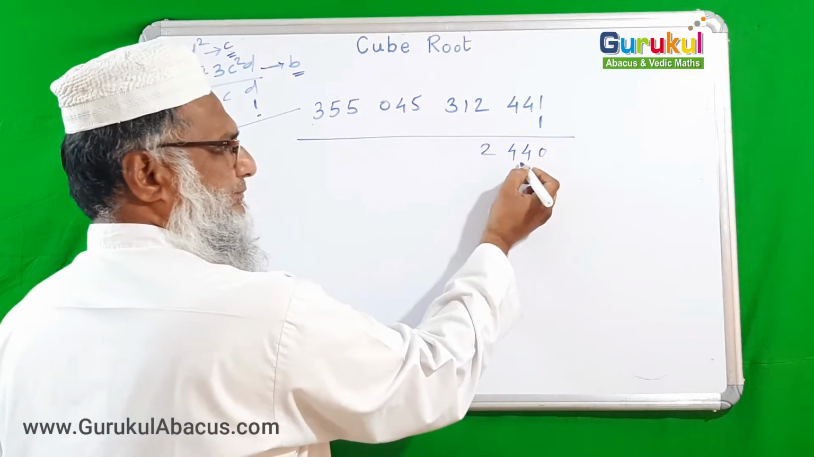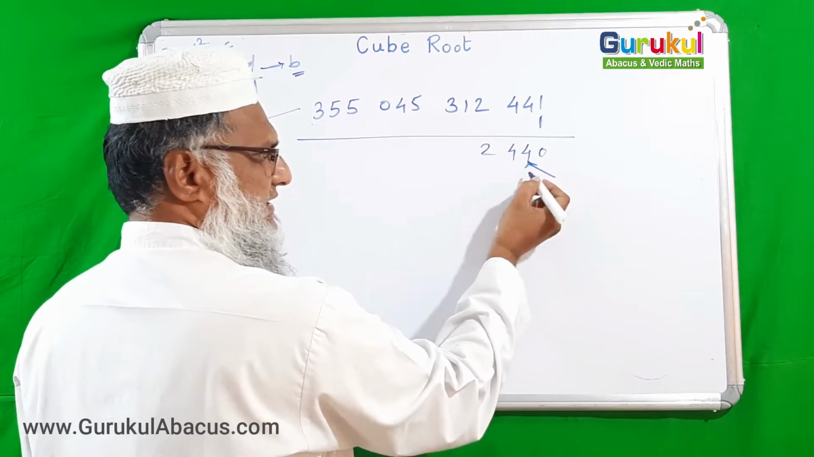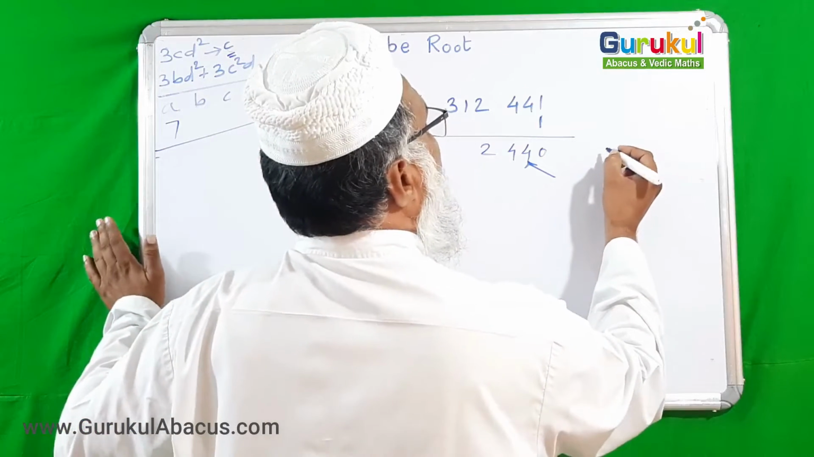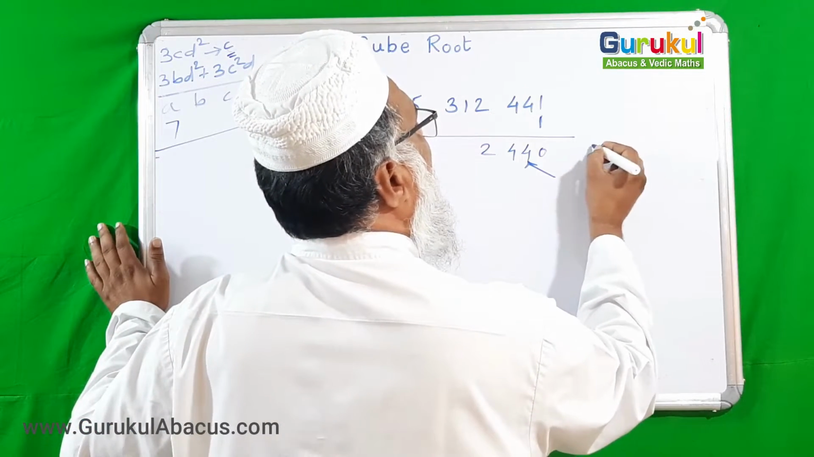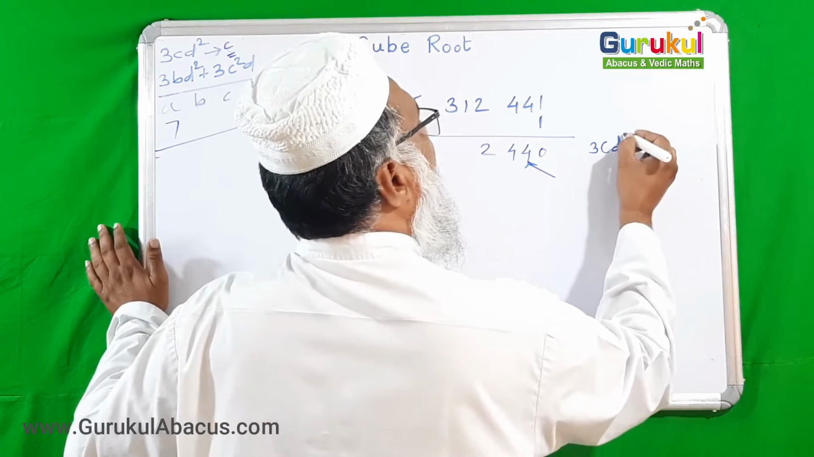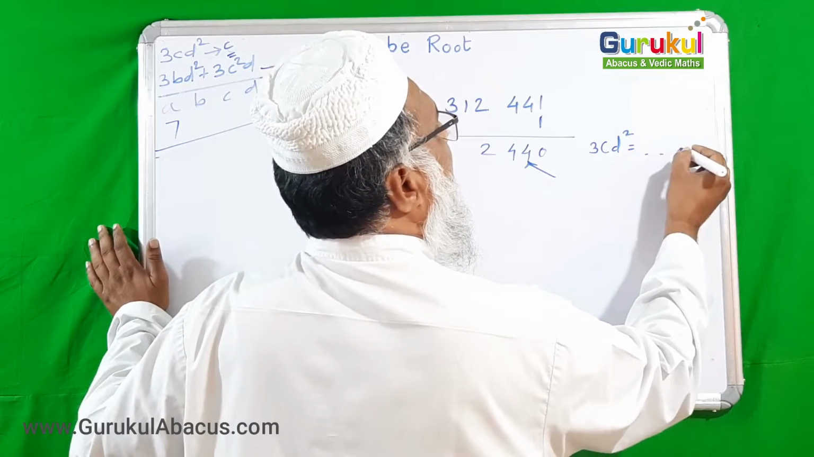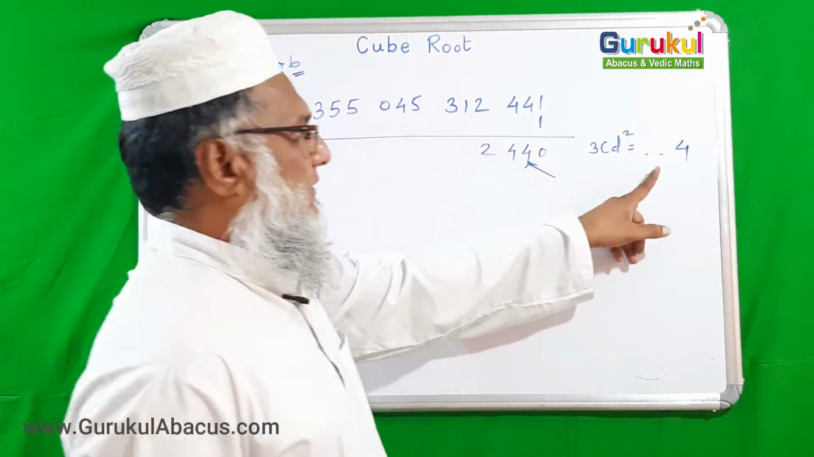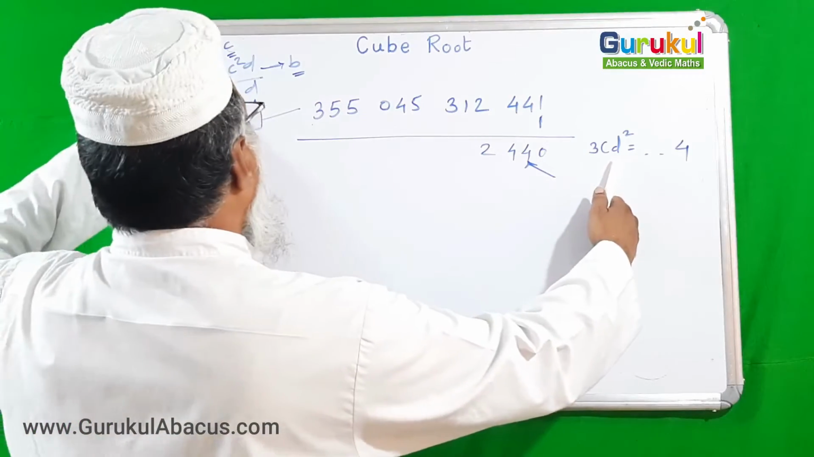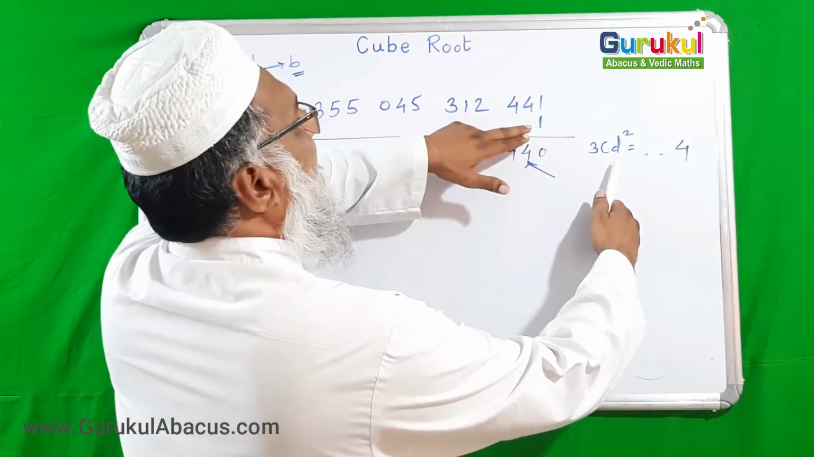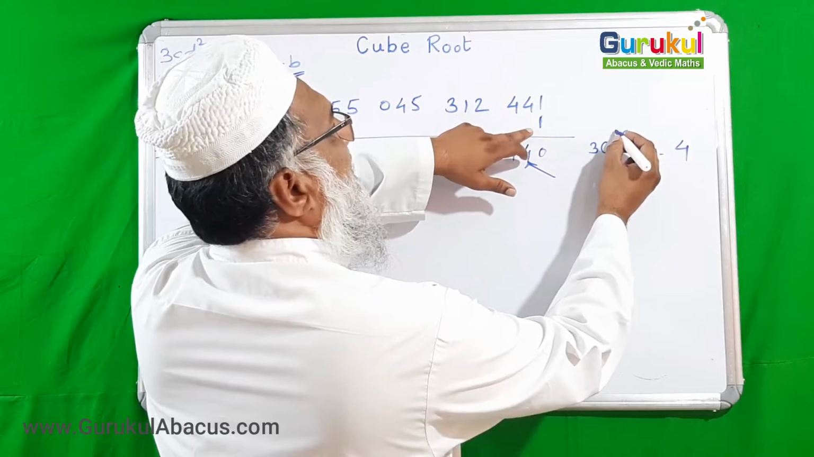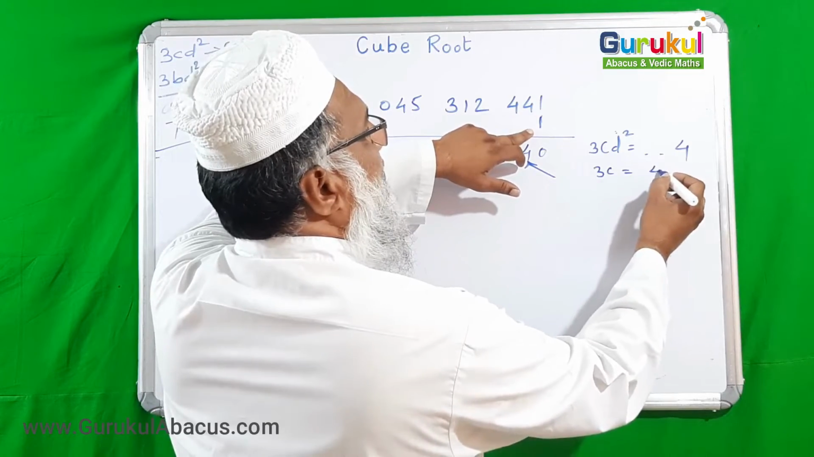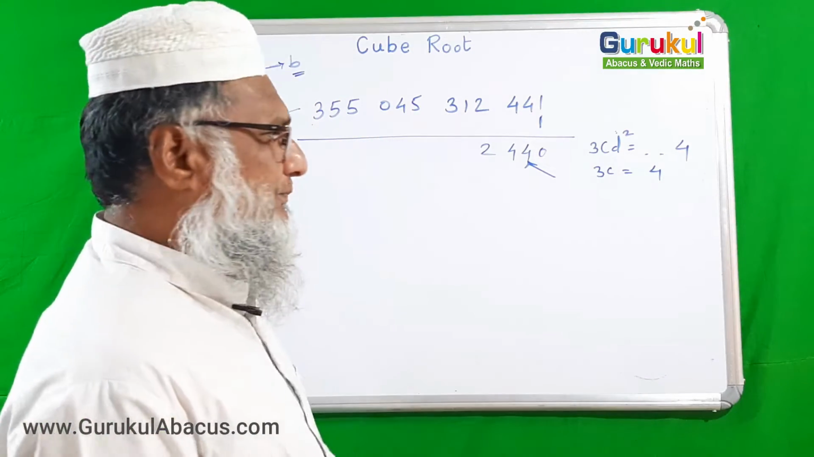Now we have got this second digit, and that is our 3CD square's last digit. Here what we got? 3CD square's last digit, and which is that? 4. Yeah, we have got just that. Okay, so now just add the value of D square to it. If D is 1, then D square is also 1 into 1, 1. Now 1 into 3 is 3C is equal to 4.